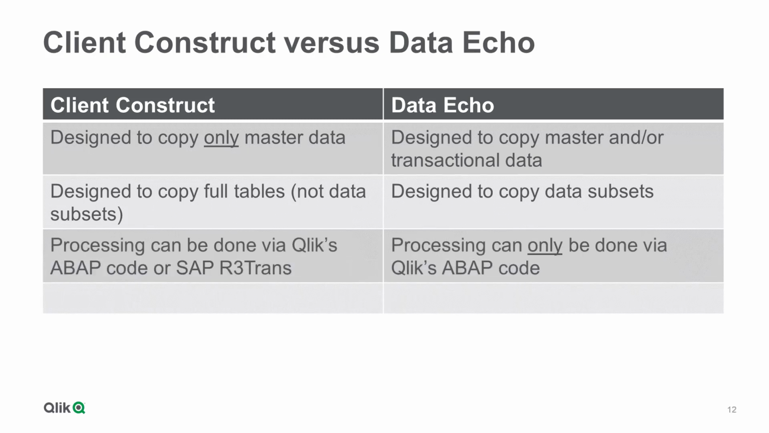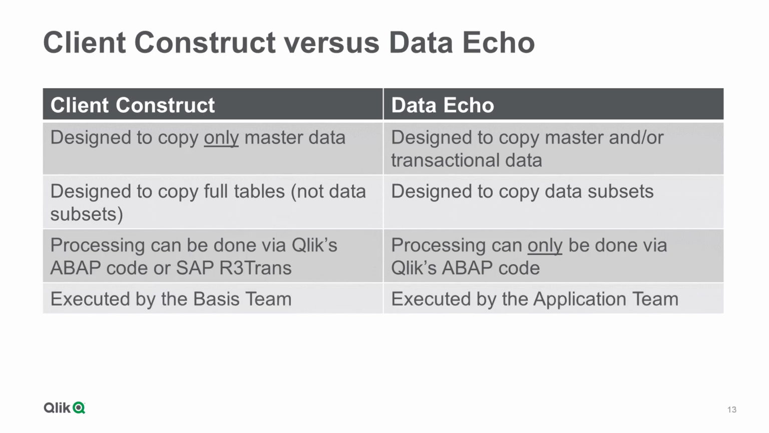Client Construct can be executed using either Qlik's proprietary ABAP code or SAP's R3 translayer, whereas Data Echo uses Qlik's proprietary code exclusively. So because of these differences, and due to the large data volumes that are typically included in Client Construct copies, this means that Basis is the preferred team to execute the Client Construct functions, whereas Data Echo functions are used by application teams.